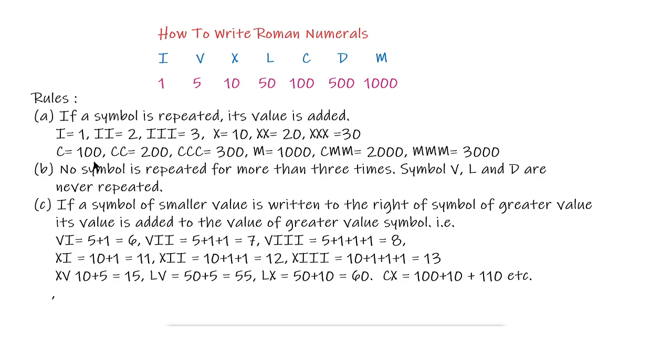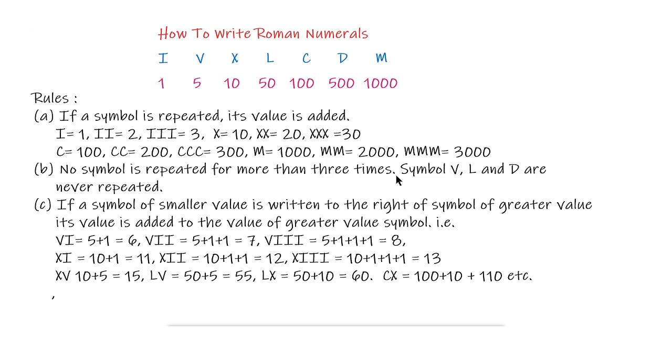Similarly, C equal to 100, and when C is written for 2 times, CC equal to 200, and C is written for 3 times, CCC equal to 300. When M is written for 1 time, its value is 1000. When M is written for 2 times, MM, its value is 2000. And M is written for 3 times, MMM, its value is 3000.